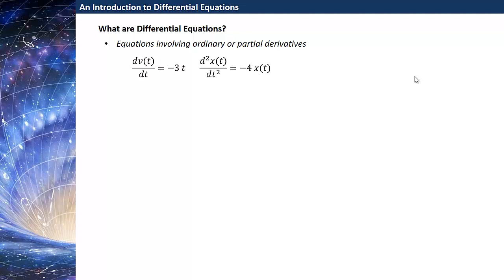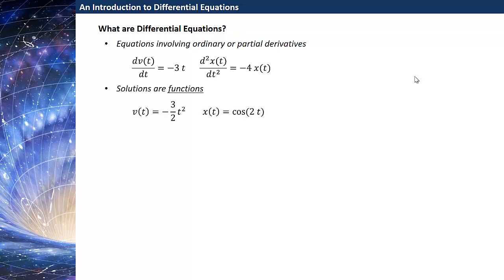Hello! In this video, we're going to talk about an introduction to differential equations. So let's just start with what are differential equations. Differential equations are equations that involve ordinary or partial derivatives. So here we just have ordinary derivatives, or total derivatives, for our two equations. dv/dt is equal to minus 3 times t, or d squared x/dt squared is minus 4 times x.